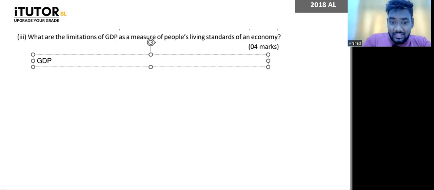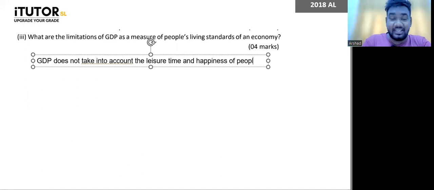The GDP does not take into account the leisure time and happiness of people, right? It doesn't consider any of that. It doesn't consider how much free time you have, or how stressful your life is. None of that is there in GDP. So that is one limitation.